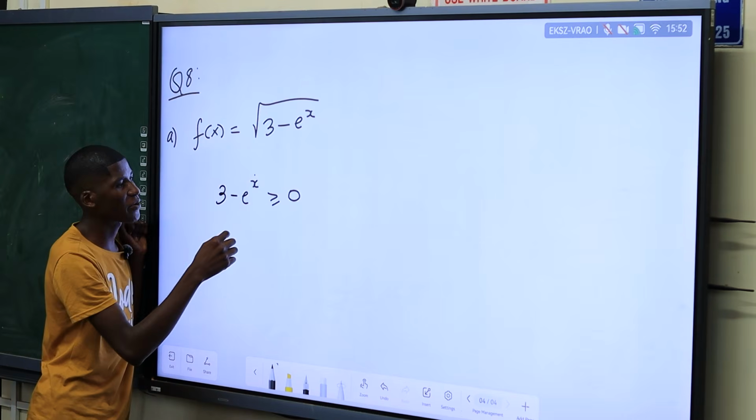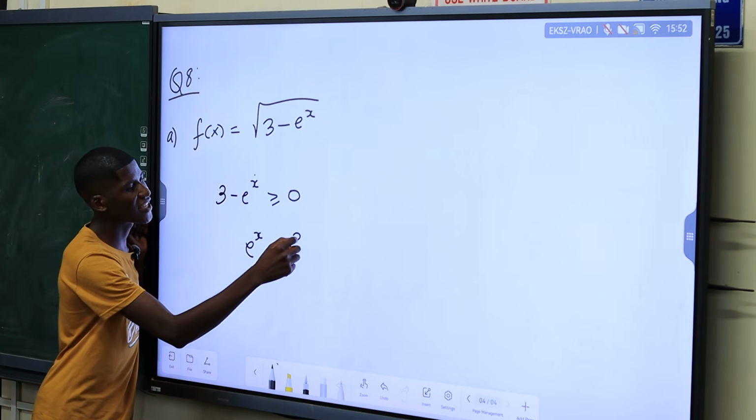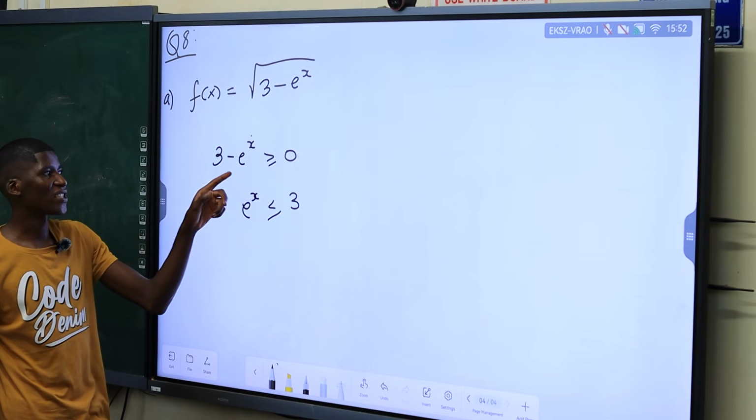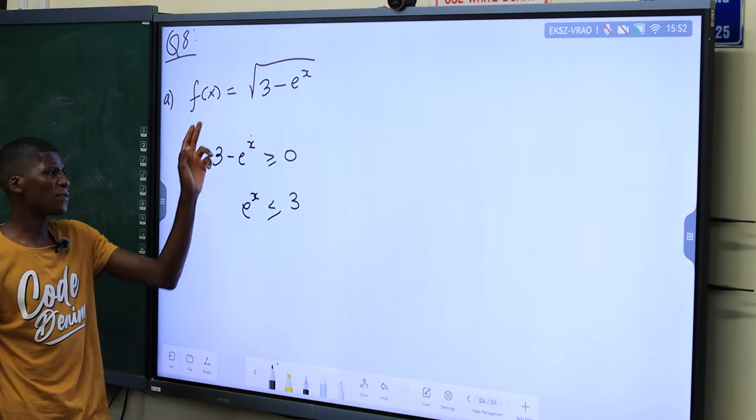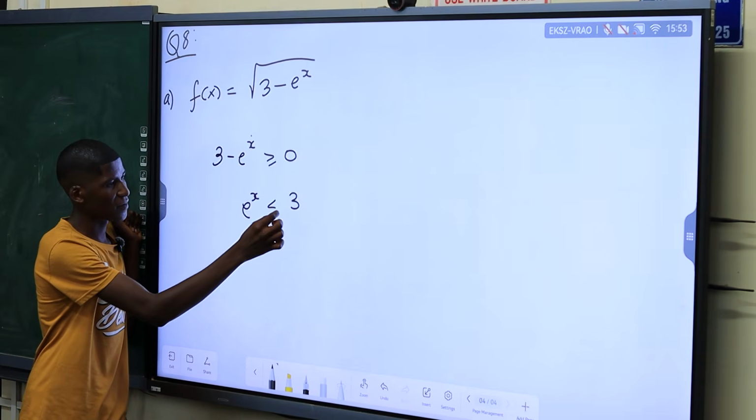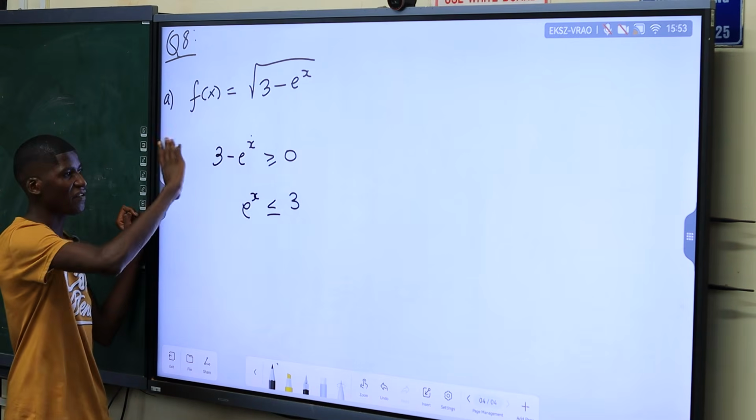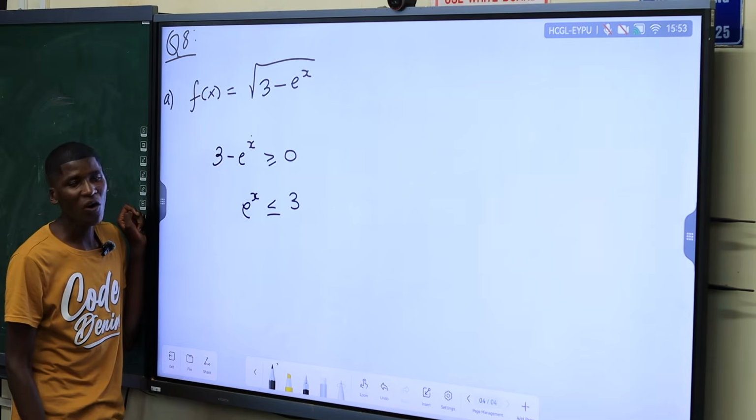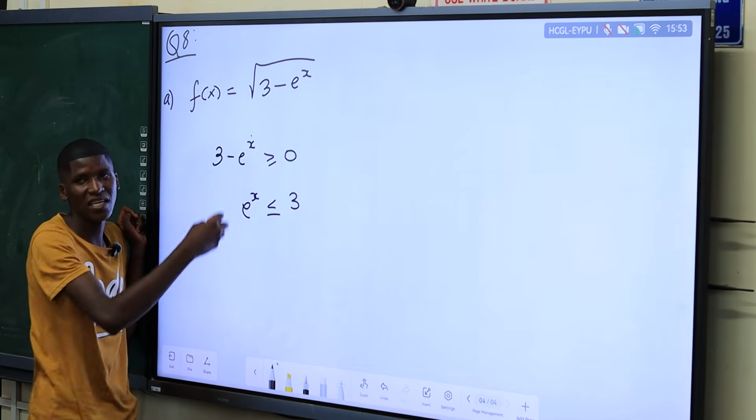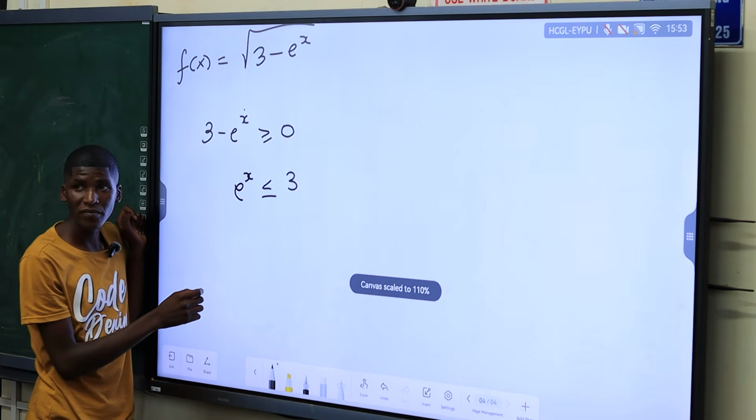Now let's just solve. What are you going to do? e to the power x is less or equal to 3. Yes, I can just transpose the 3 to the other side, then divide by negative 1 on both sides. When you divide by negative 1, you change the sign: it was facing that direction, but now it's going to face the other direction. Or you can just transpose the negative e to the power x, so e to the power x is less than or equal to 3. The same thing. So now find the value of x then. How do we do that?